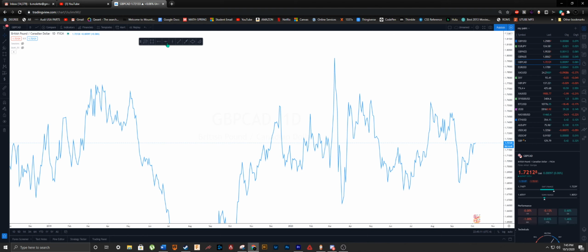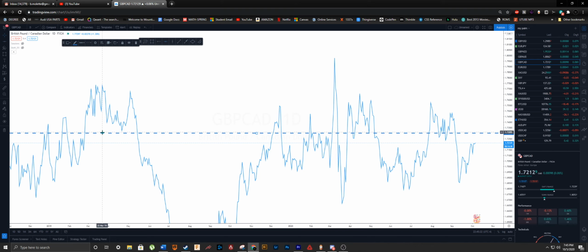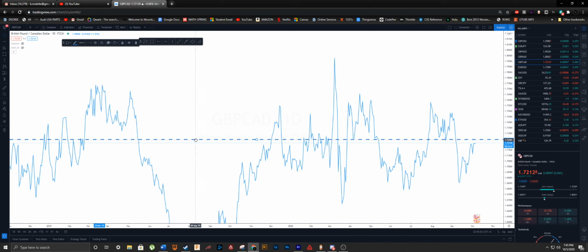And I'll get my horizontal line tool, and I'll basically just see where peaks are consistently hitting in the market. Let's find a good support and resistance. So about, let's see. Yeah, I'd say that's a good point there.